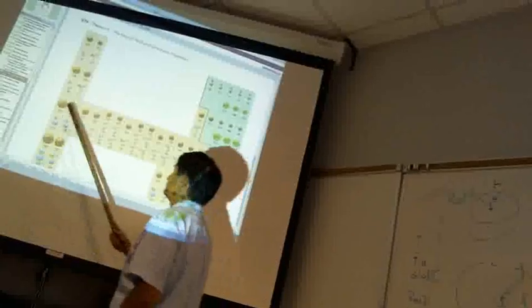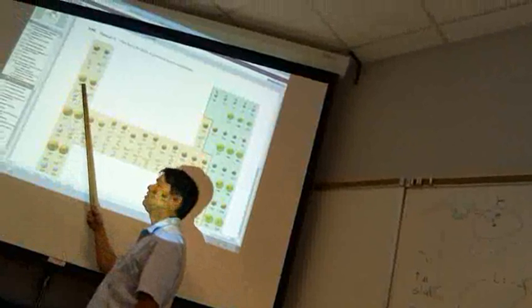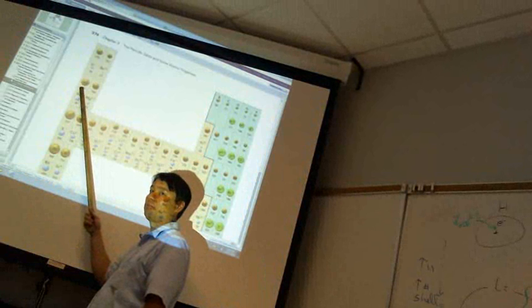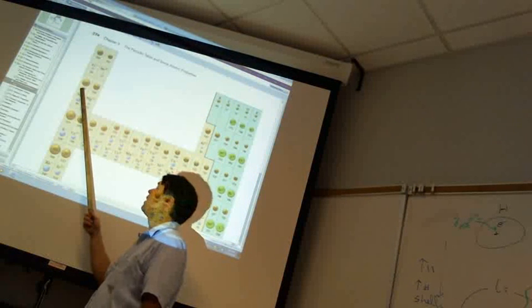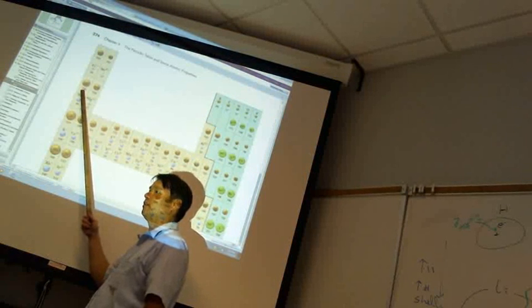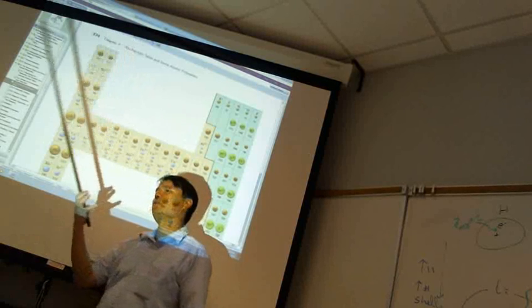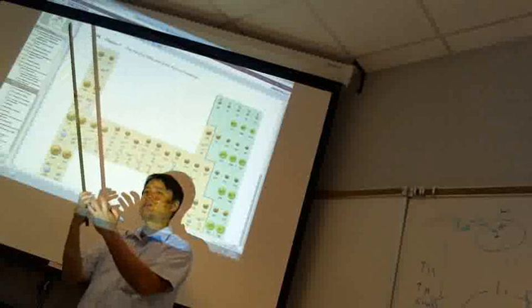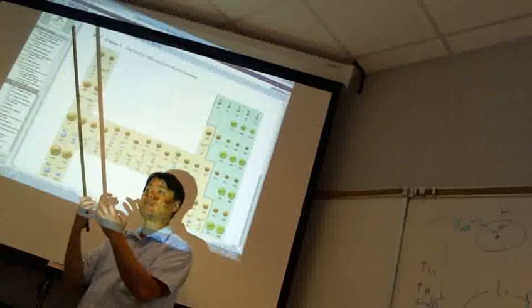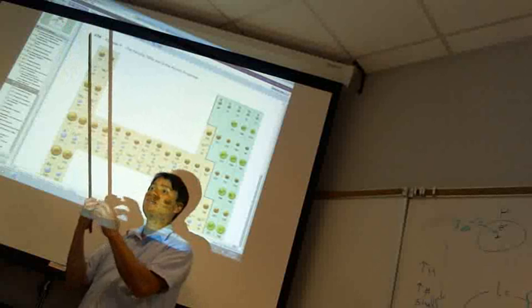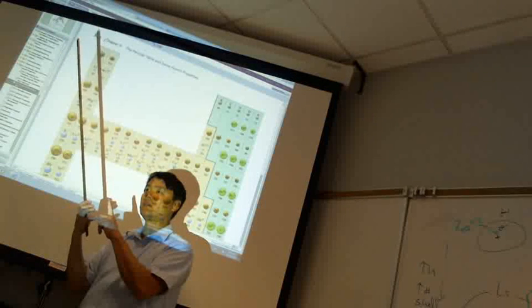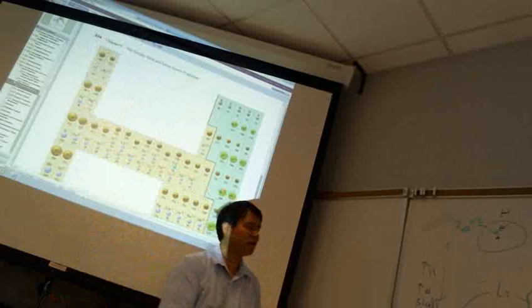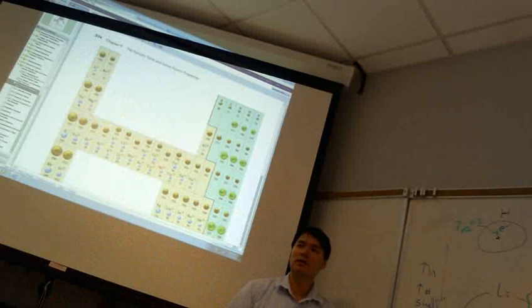Okay, how many electrons does sodium have? 11. Out of those 11 electrons, how many are core electrons or inner shell? 10. How many protons? 11. So you have 11 protons and 10 inner shell electrons. Those 10 inner shell electrons are effective shielders, which means they block 10 of the protons, leaving 1 proton. In other words, Z effective for sodium is about +1.